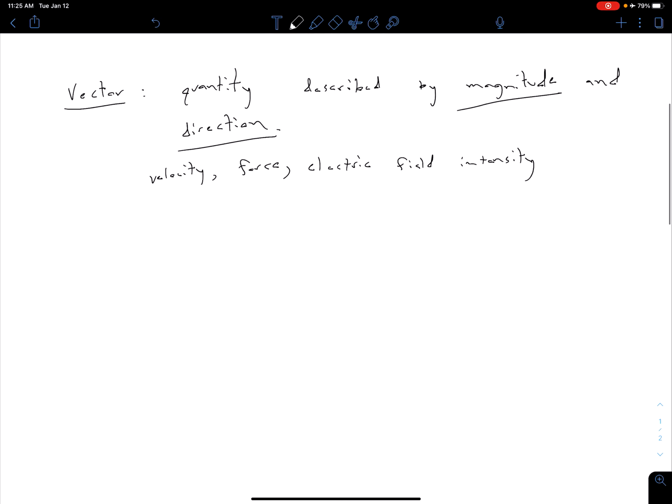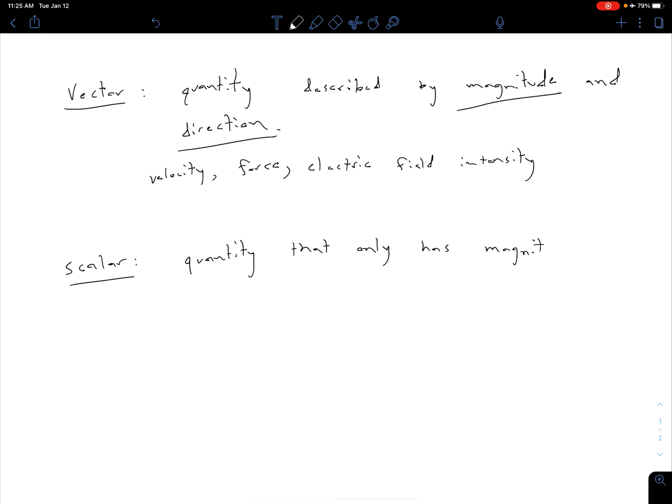On the other side of things, if we don't have a vector, we have what's called a scalar. A scalar is a quantity that only has a magnitude, so it doesn't have any direction associated with it. From classical physics courses, maybe some examples you've seen are speed or time.